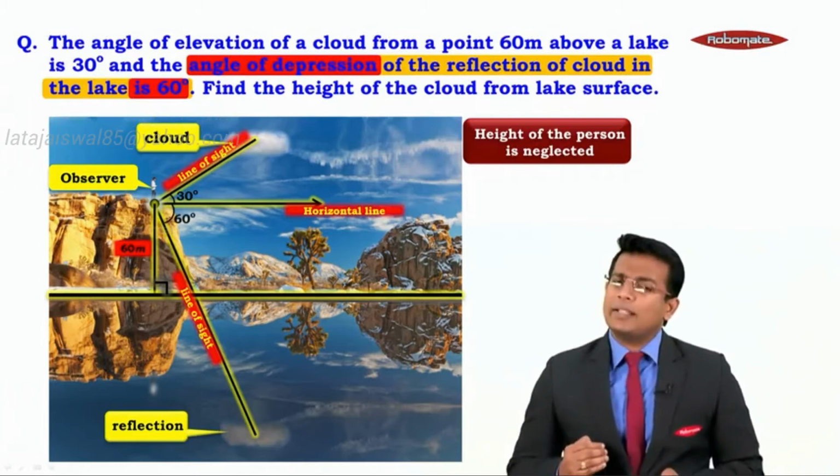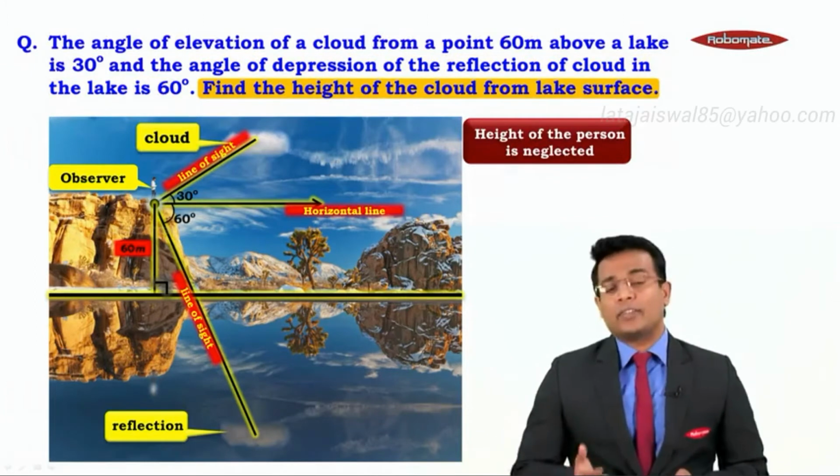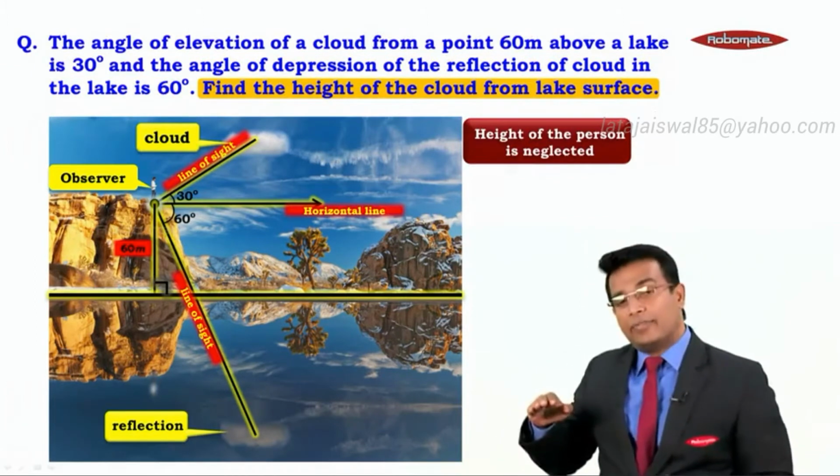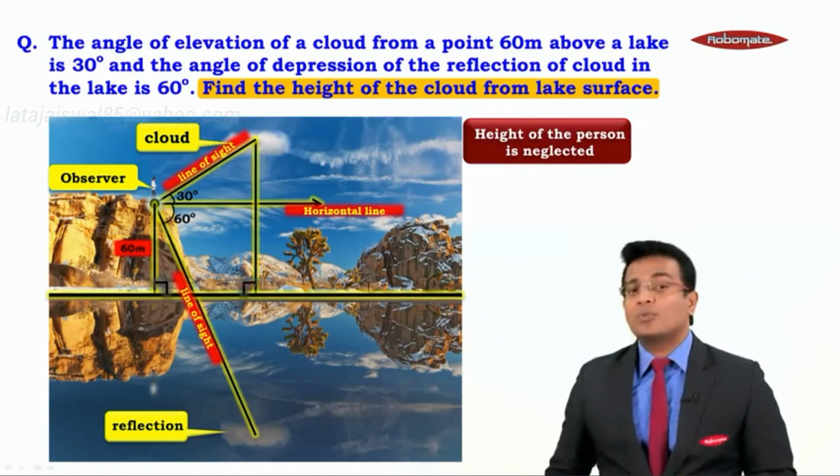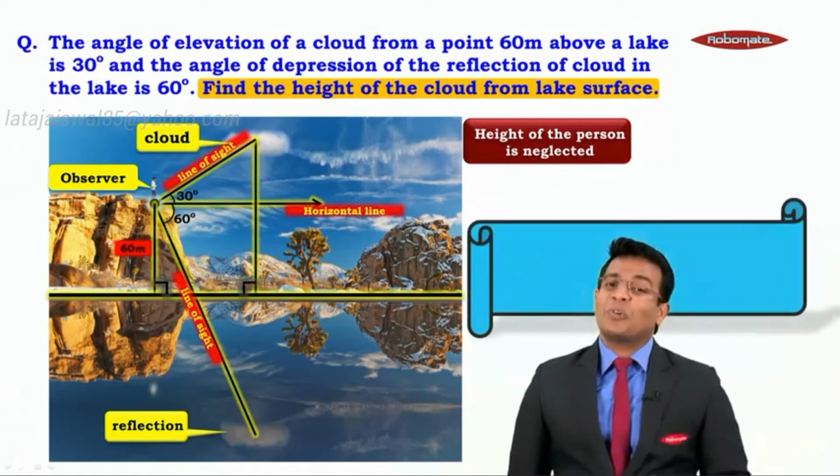After this, the sum says, find the height of the cloud from the lake surface. So from the top of the lake surface, what is the height of the cloud? That is what you're supposed to find in the sum. Now this is what we have to find.